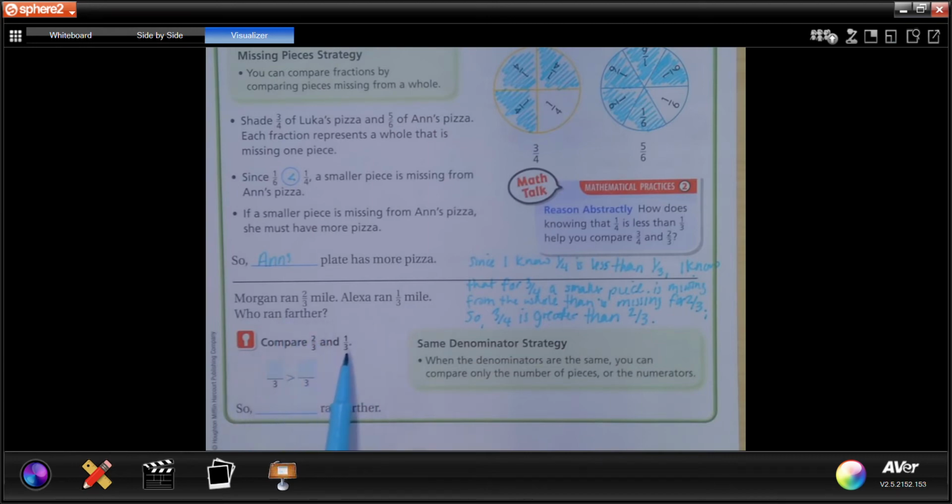Compare 2/3 and 1/3. Same denominator strategy. When the denominators are the same, you can compare only the number of pieces or the numerators. So, because the denominators are the same, like we talked about in previous lessons, you can compare these because they are equal parts. So, is 1 less than 2? Yes. So we know that the greater sign is pointing this way, so 2/3 is greater than 1/3. So who ran farther? Morgan. Morgan ran farther because she ran 2/3 of a mile, which is greater than Alexa's 1/3.